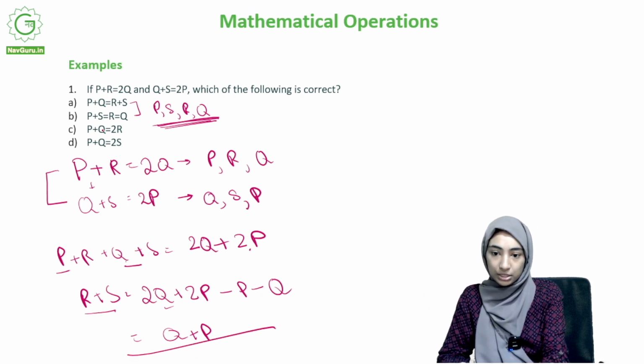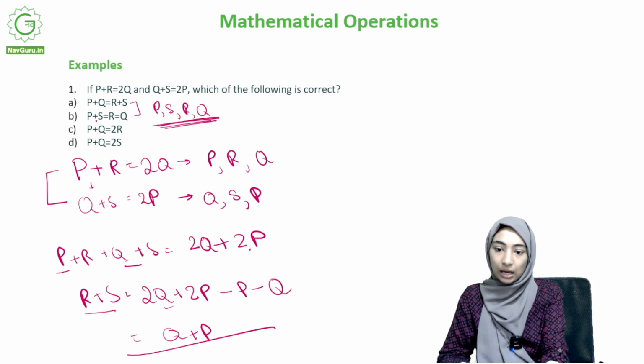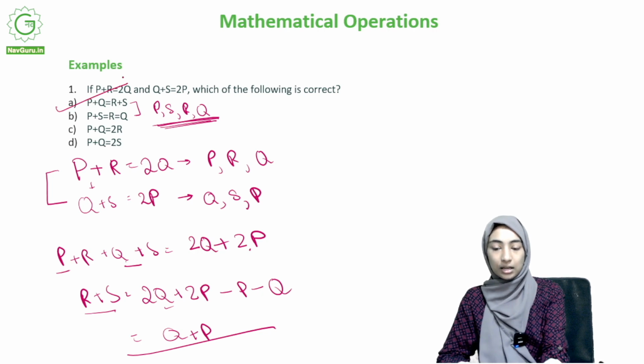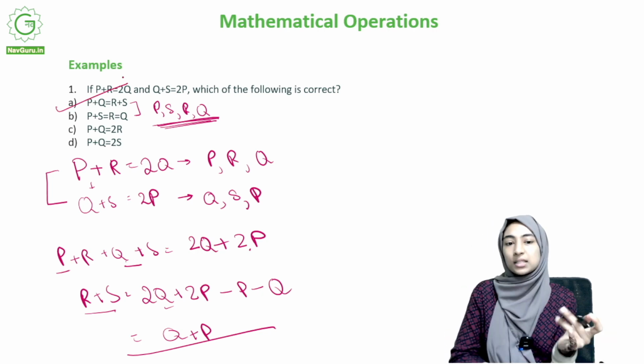That's it. You just see if you have it anywhere. Yes. P plus Q equals R plus S. Right? This is the answer. That's it. You're done. So it's very simple.